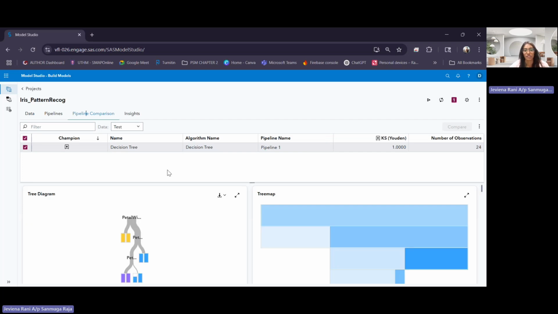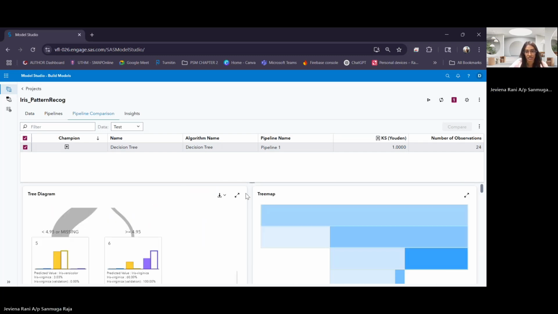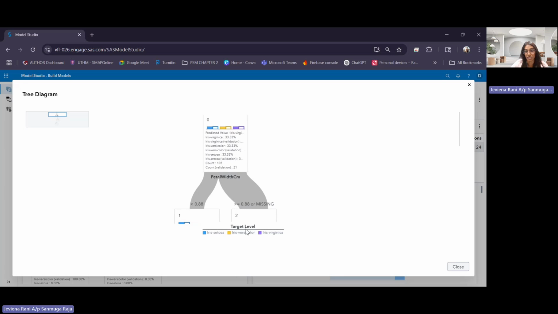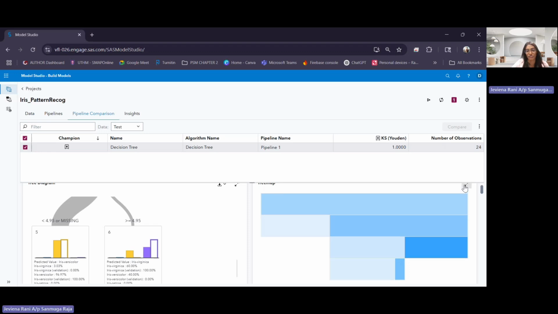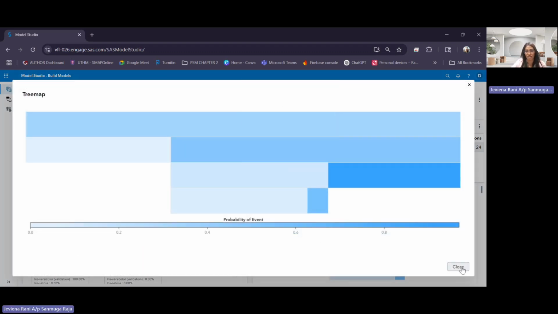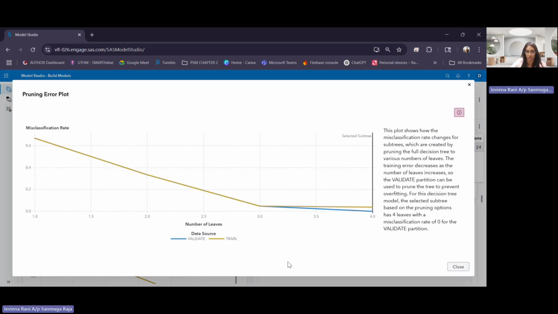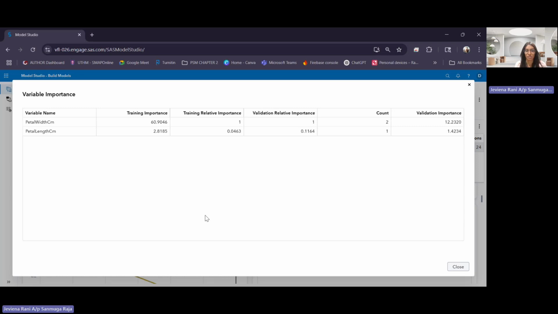So this is the pipeline comparison to show that the champion model is decision tree, and it has a KS score of 1. And this is the tree diagram based on our hyperparameters tuned, and our confusion matrix to show the probability of that event, and the pruning error plot for misclassification rate, which is low when it is trained, and the variable importance, where petal width, as mentioned before, and petal length are rated as higher important variables when we are training and validating the data.